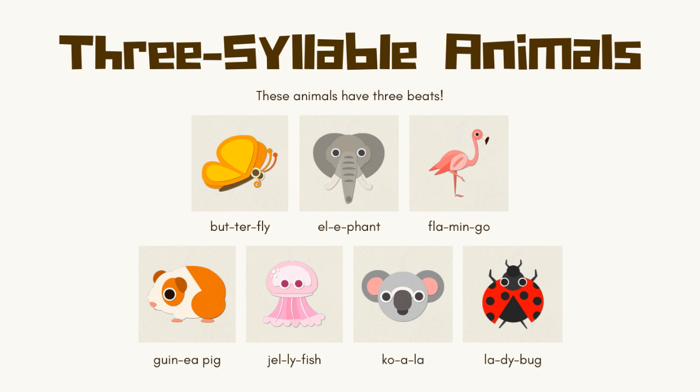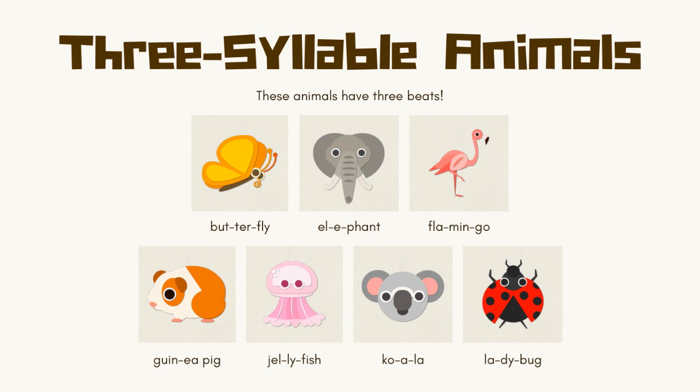Moving on, we have guinea pig, where we're emphasizing the three parts too. Then there's flamingo, elephant, and butterfly. Each of these animals has a name with three syllables. Recognizing these three-beat words helps us with pronunciation, spelling, and understanding how words are built. It's also a fun way to expand our vocabulary and improve our language skills.